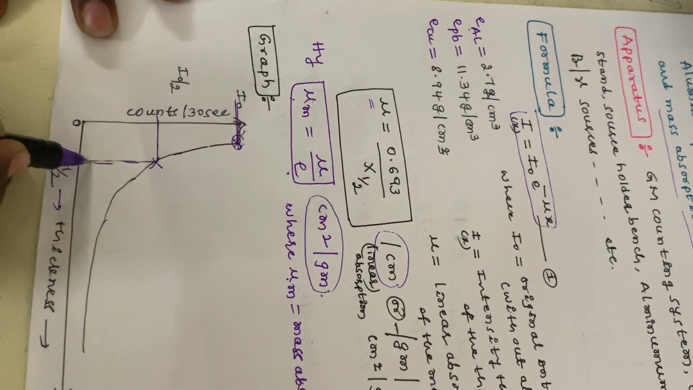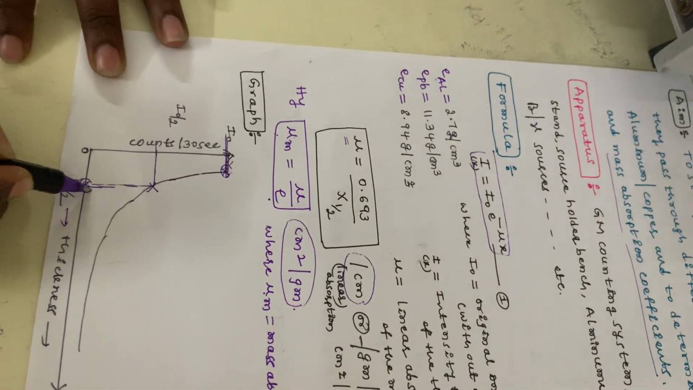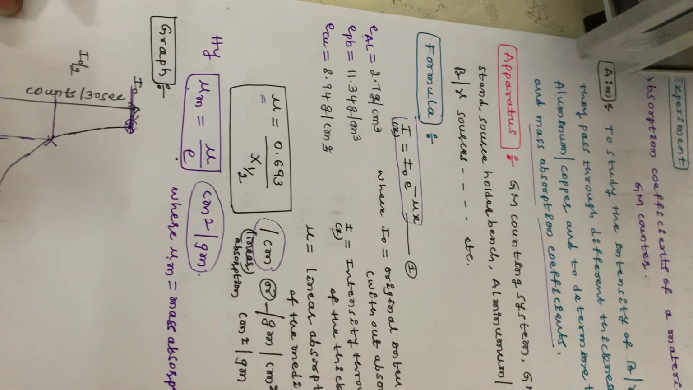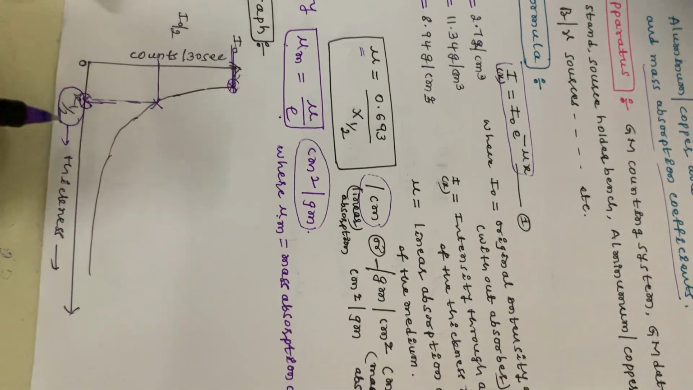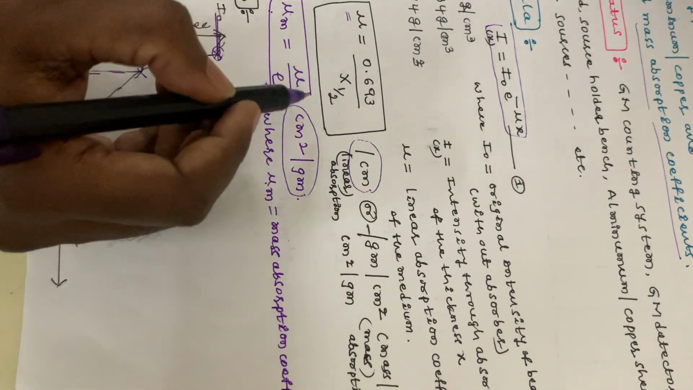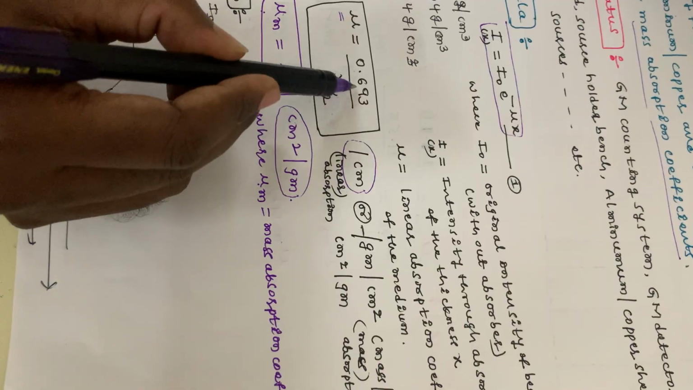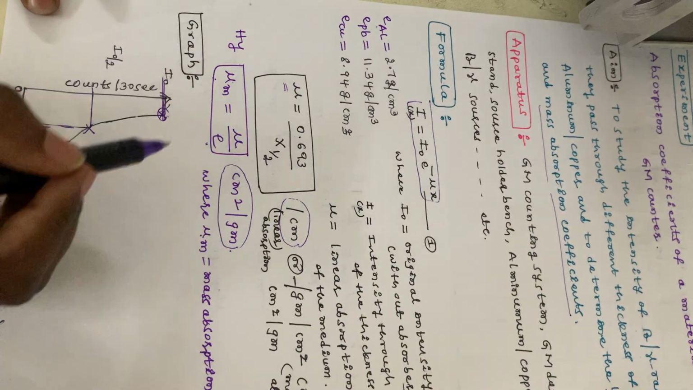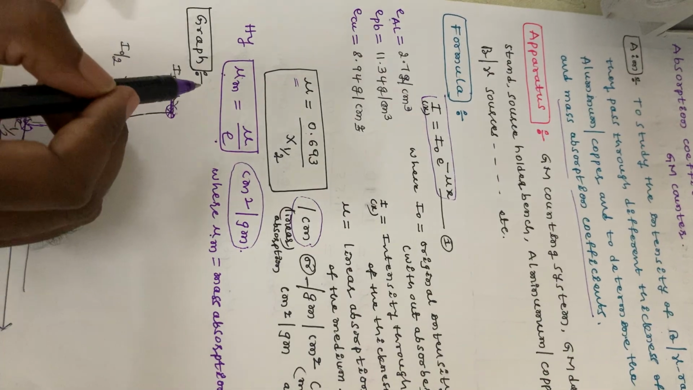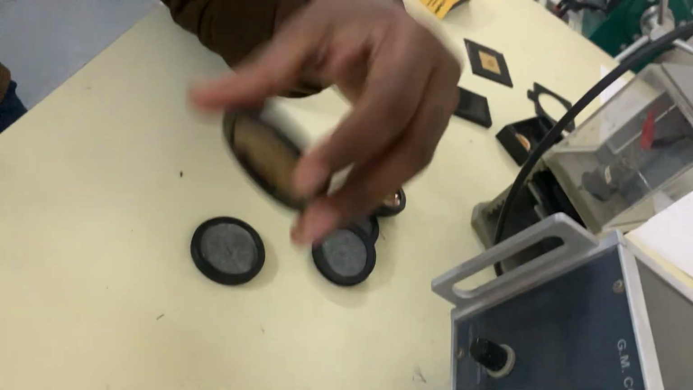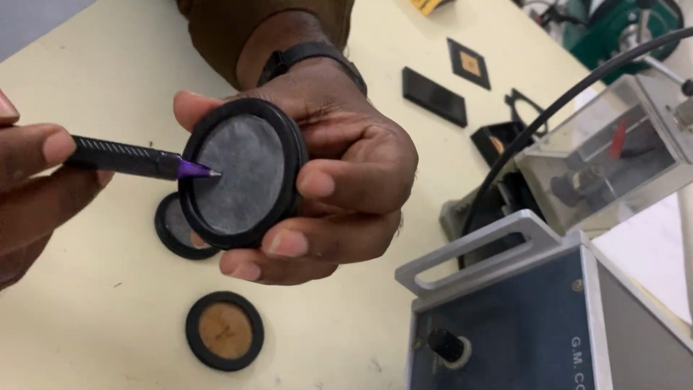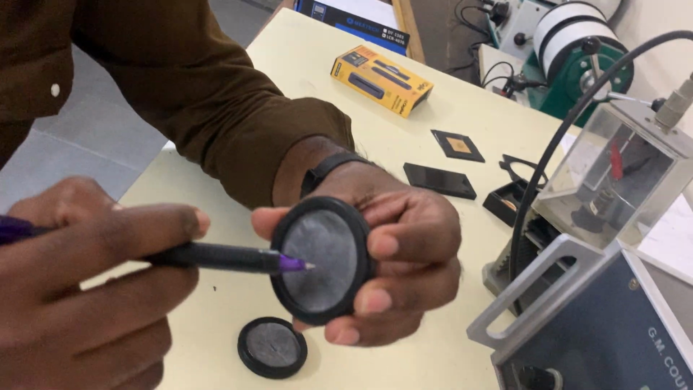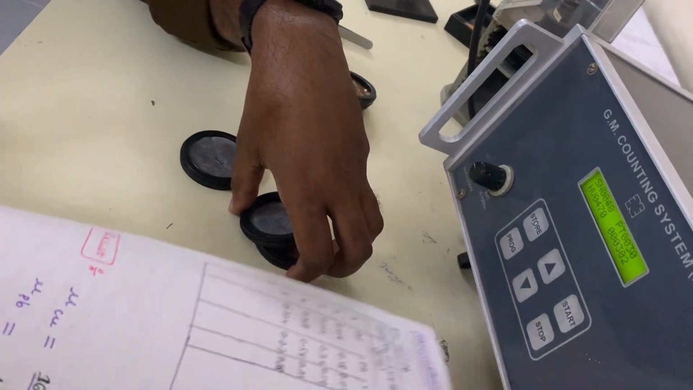Now you extrapolate it. After extrapolating, wherever the intercept on the x-axis is, that intercept you take as x half. This x half you have to substitute in 0.693 by x half. You get the linear absorption coefficient of copper. Otherwise, if you take the lead sheet, you get the linear absorption coefficient of lead.